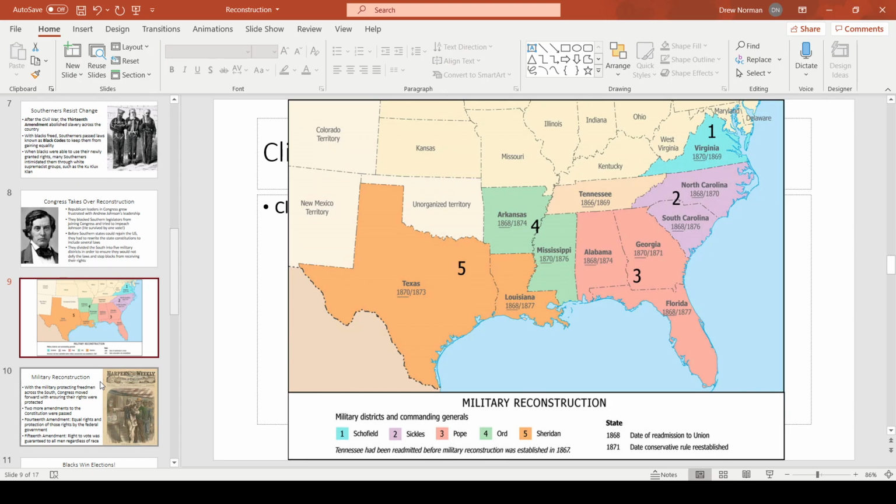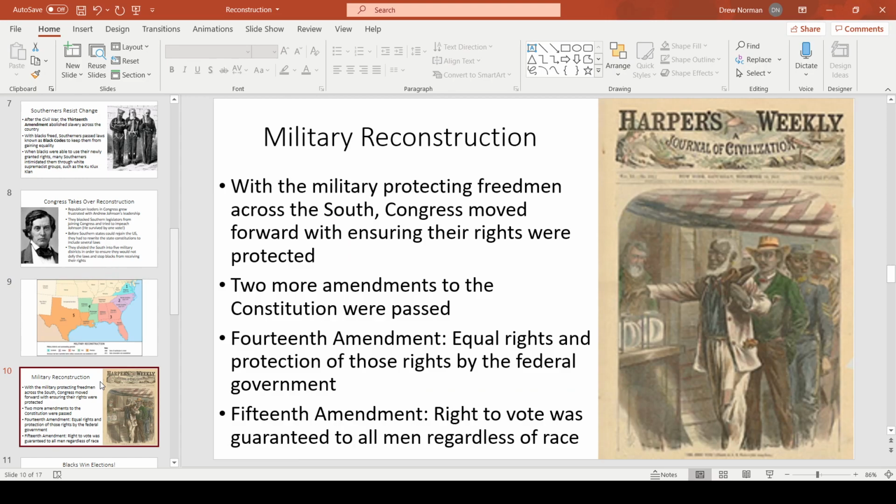equal citizens. Now, what is great about military reconstruction is that when the military was in the South, you probably envision African Americans being scared and not getting to vote. But when the military was down there, African Americans were actually able to have their rights protected. And as you can see on the right part of this screen, African Americans were able to vote. So, with the security that the military granted them from Northern congressmen, they are able to go out and vote.